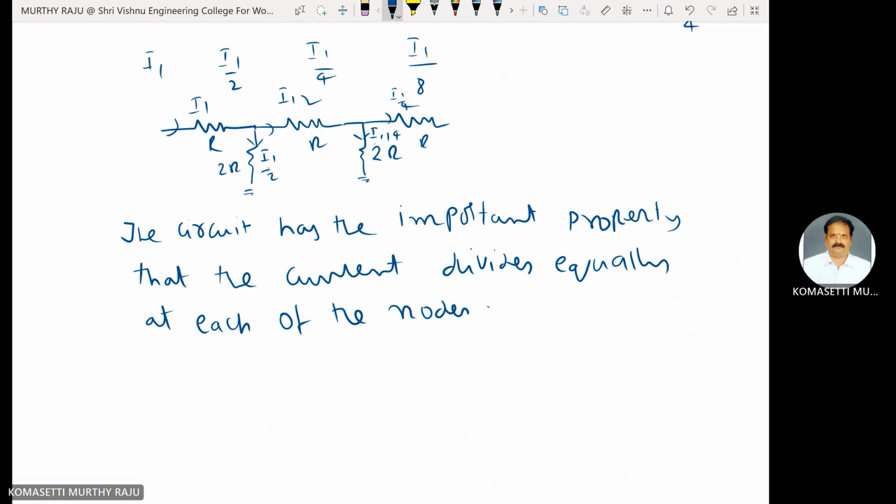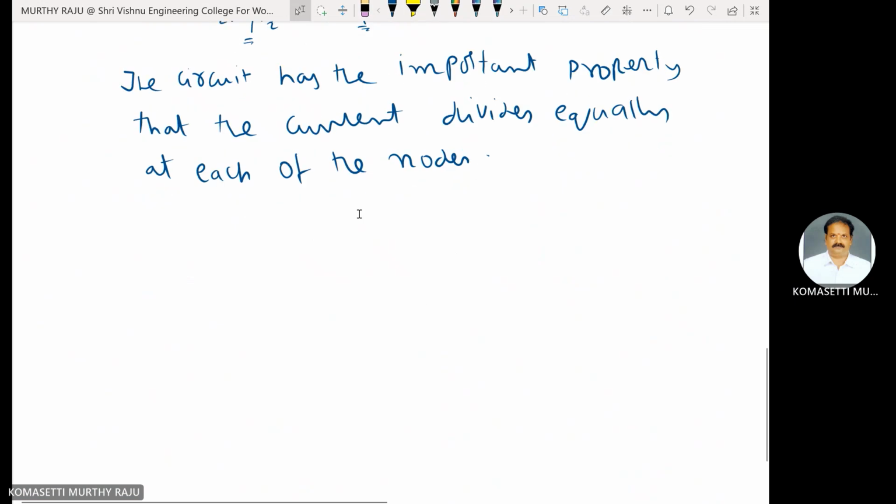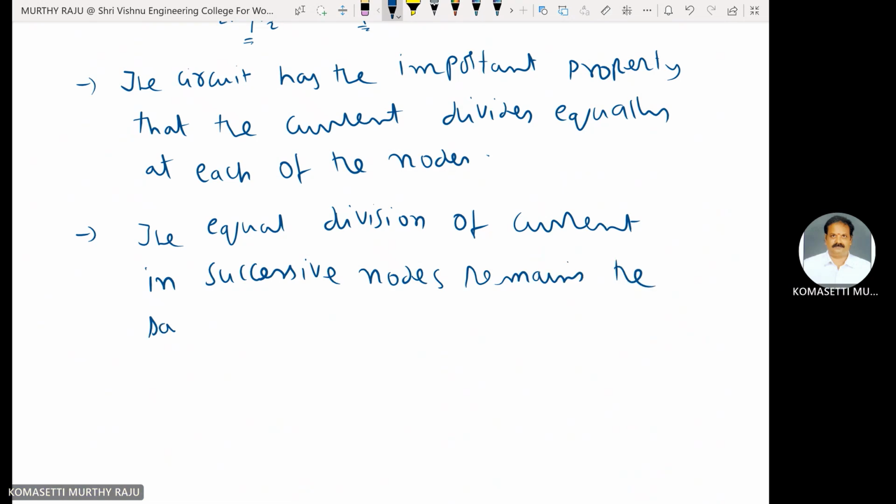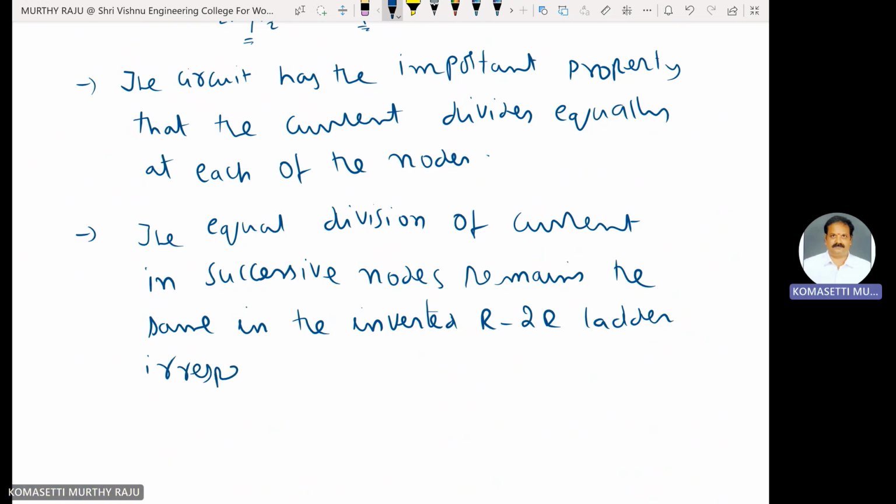One important point: the equal division of current in successive nodes remains the same in the inverted R-2R ladder, irrespective of the input binary word.